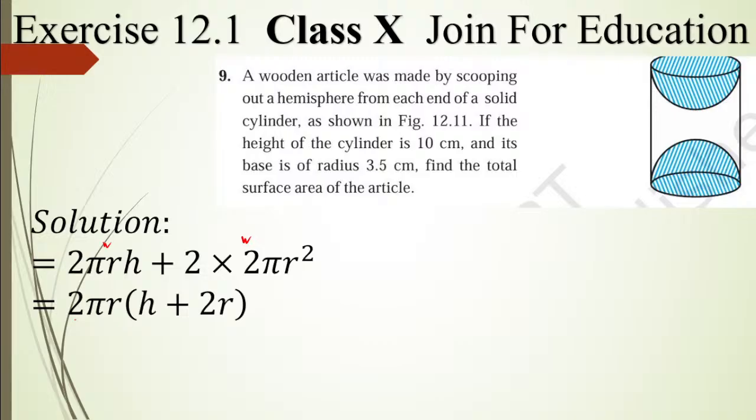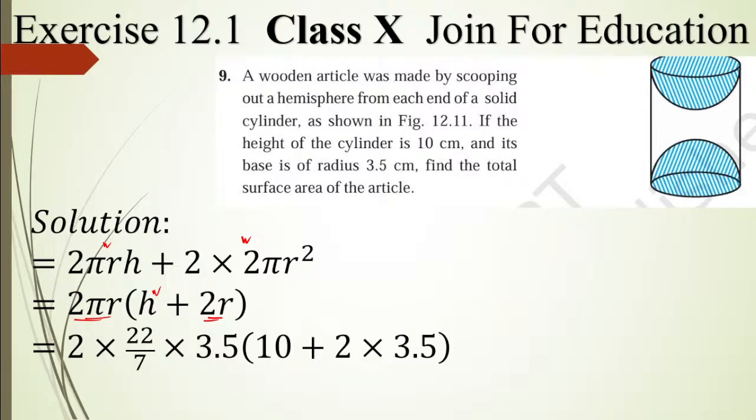I have taken 2 pi r common, then here we get h plus 2r. After putting the value of pi, r and h, we get this step: 2 into 22 by 7. The value of r is 3.5. The value of h is 10 and 2, and the value of r is 3.5. So here will be 10 plus 7 equals 17. There is no problem to understand up to this step.